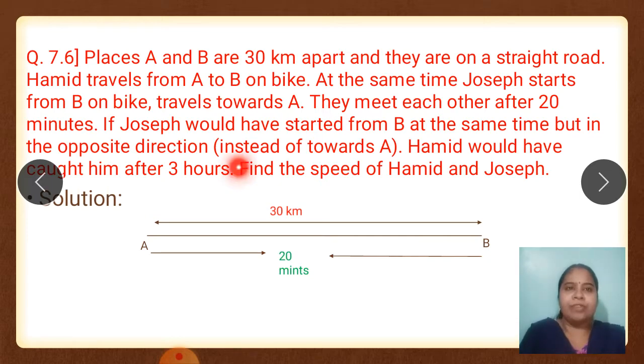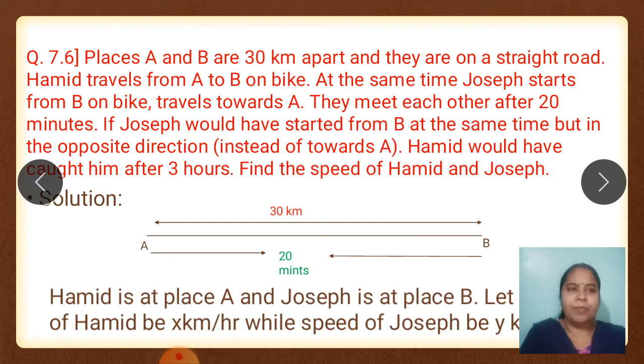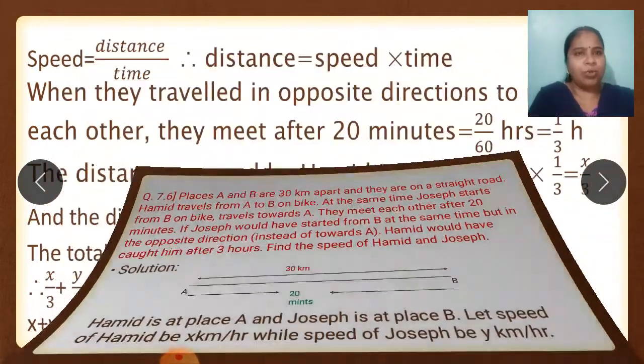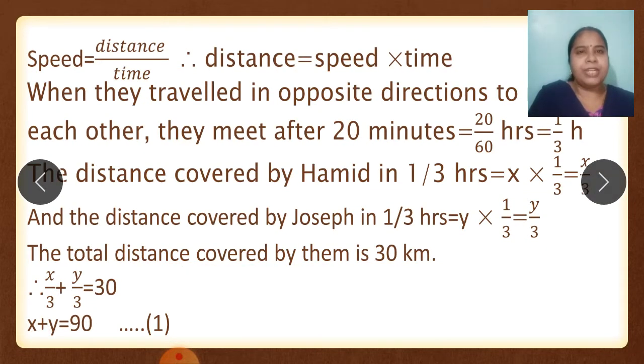Now what I told you, from where we will start? We will start from here, speed of Hamid and Joseph. So that is our first step. Hamid is at place A, and Joseph is at place B. Let the speed of Hamid be x km per hour, while the speed of Joseph be y km per hour. The main basic thing in this sum is the formula which I am going to use. We know the formula of speed is equal to distance upon time. But in this sum, they are talking about distance covered. So I am going to change this formula as distance is equal to speed into time. See this, distance is equal to speed into time.